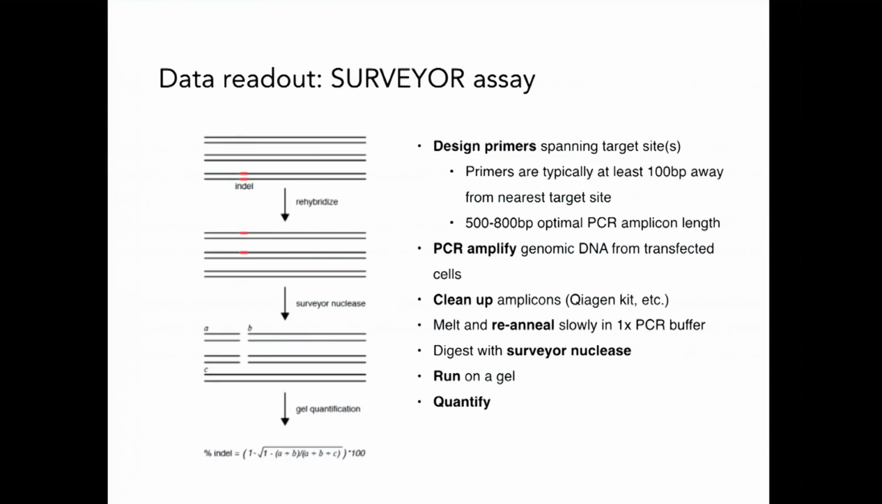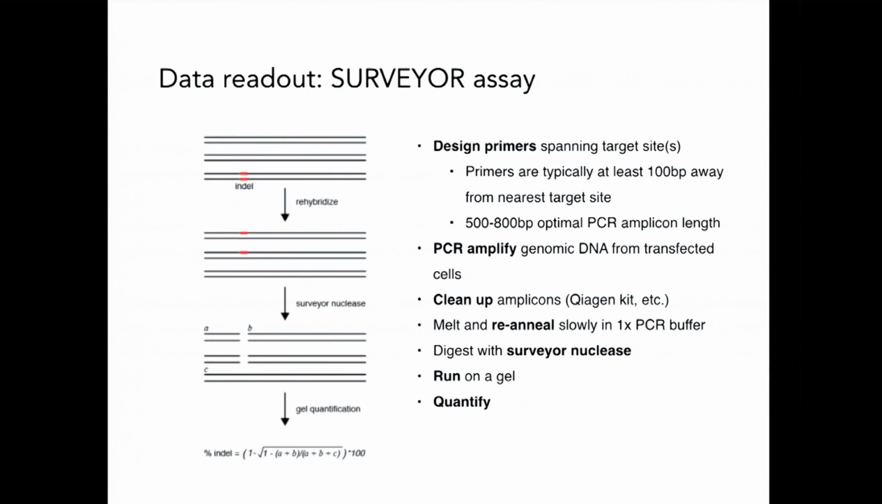The good thing about Surveyor is that it can be done in any lab with basic molecular biology technology. Overall, the way the Surveyor assay works is that it takes a pool of PCR-amplified genomic DNA, anneals it back together and rehybridizes it, and this particular Surveyor nuclease enzyme recognizes the annealed sites that are mismatched and cuts them.